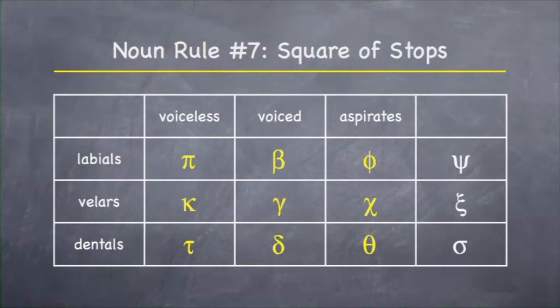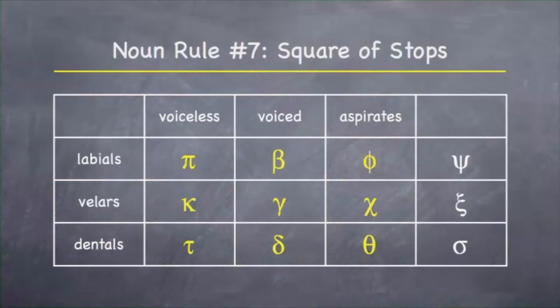But what's the difference between a P and a beta? Well, put your fingers gently on your Adam's apple and say a P. Now say a B. P, B. You feel the difference? Yeah, your voice box vibrates when you say the beta. Same with K and G and T and D. All right? That's why they're called voiceless and voiced.